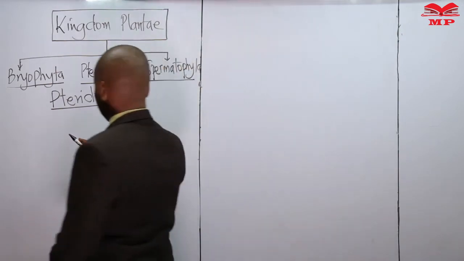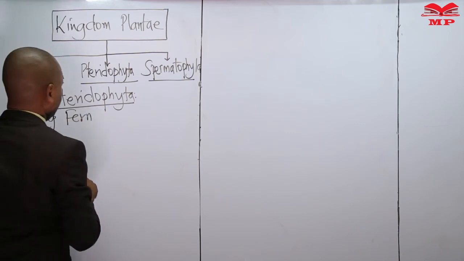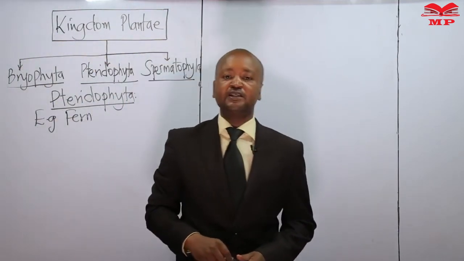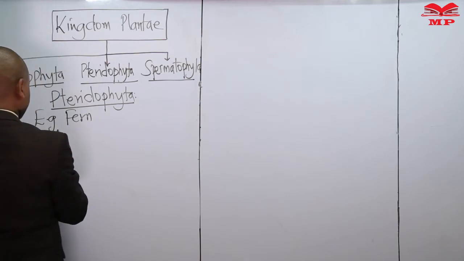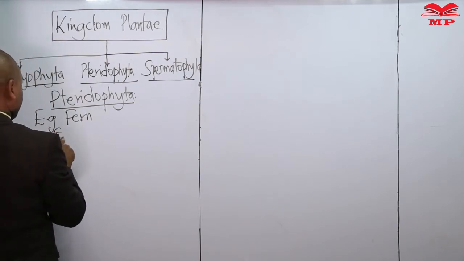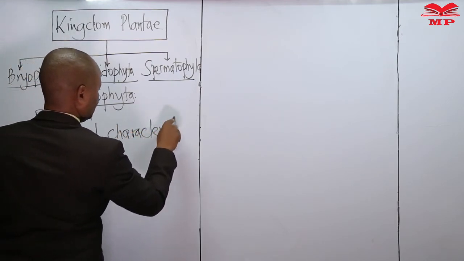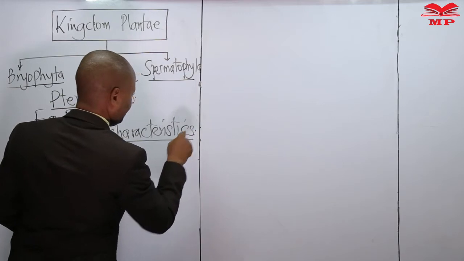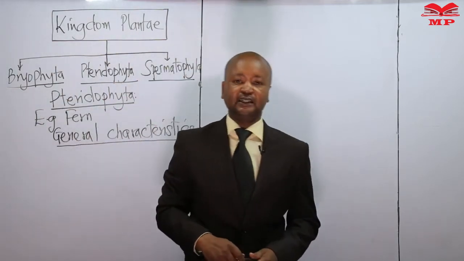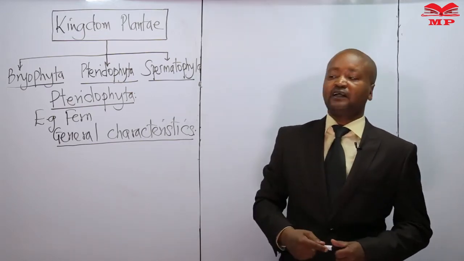So first of all, we have examples. For example, we have the fern. The fern is an example of a member that belongs to this division. Then we look at the general characteristics. Remember, general characteristics are the ones that enable us to place members with dissimilarities in one group and place members in different groups based on different characteristics.